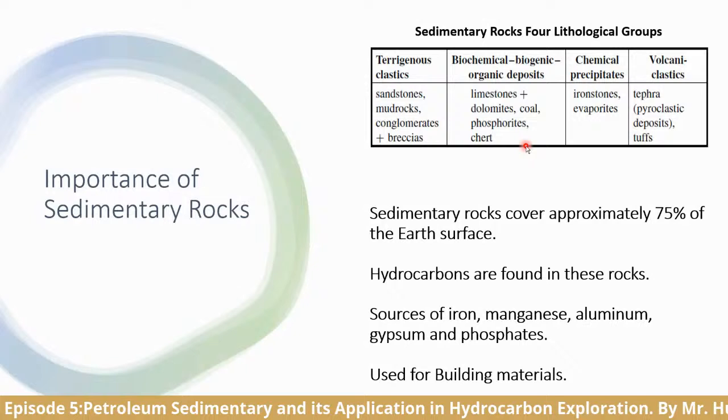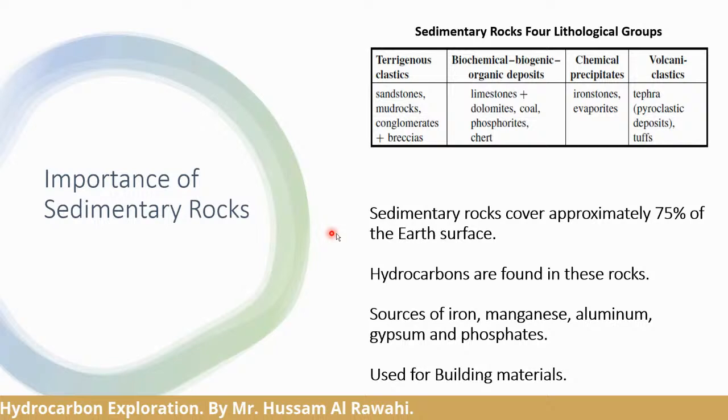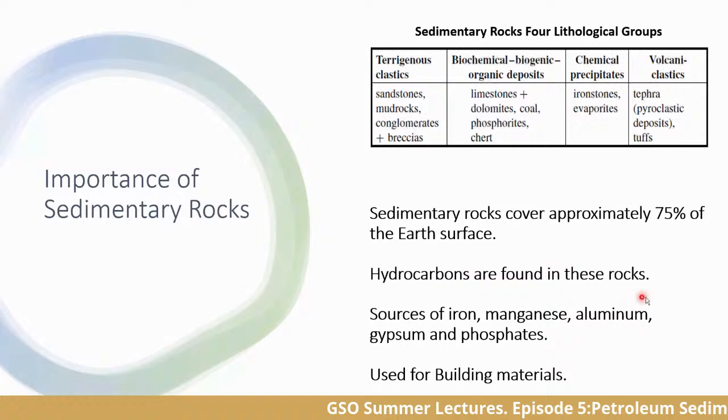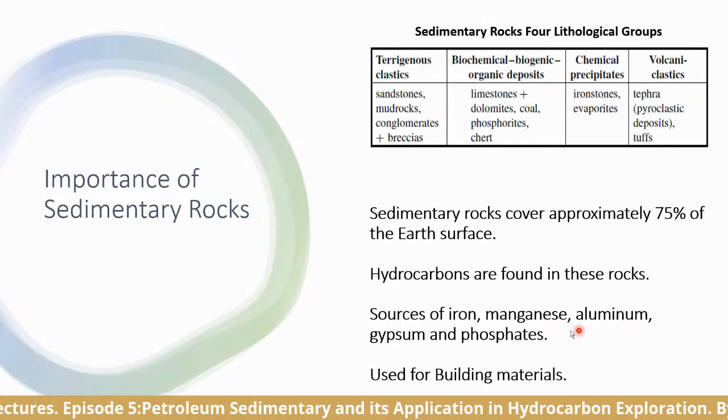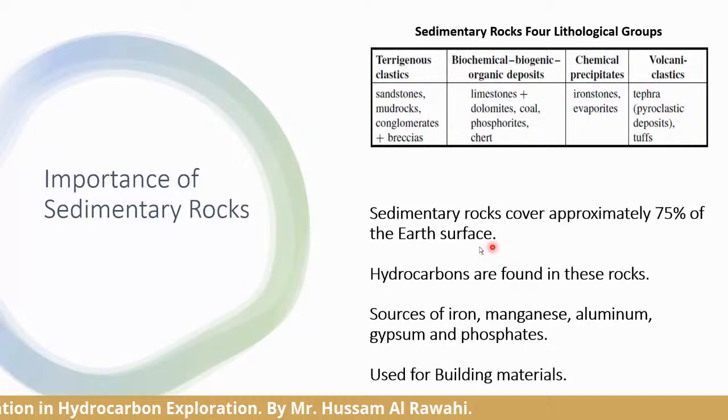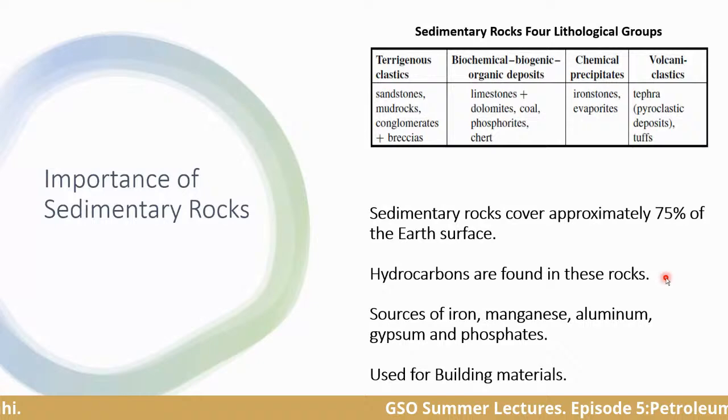What's the importance of sedimentary rocks? Sedimentary rocks cover approximately 75% of the earth's surface. Hydrocarbons are found in these rocks, and that's why we have this topic today. They are also a source of iron, manganese, aluminum, gypsum, and phosphate, and of course are used for building materials. We'll focus mainly on the hydrocarbons contained in the rocks themselves.